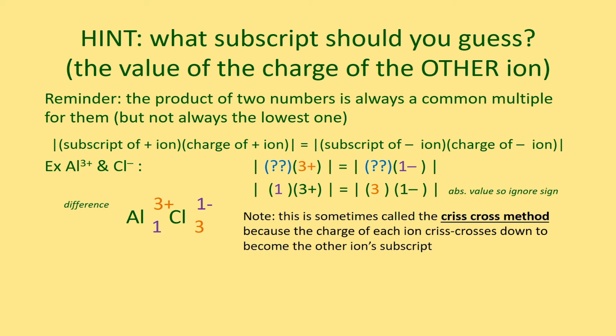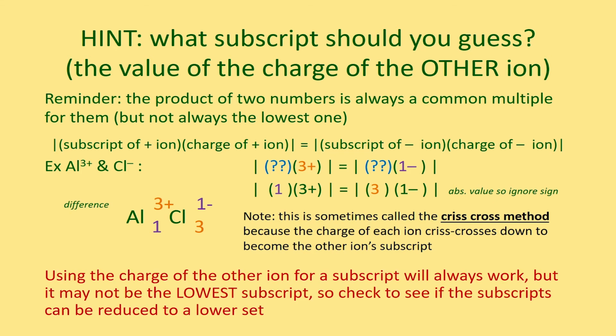Note that this is sometimes called the crisscross method because the charge of each ion crisscrosses down to become the other ion's subscript. So we're going to use the charge of the other ion for the subscript. It's always going to work, but it may not always be the lowest subscript. So you're going to need to check if the subscripts can be reduced to a lower set.